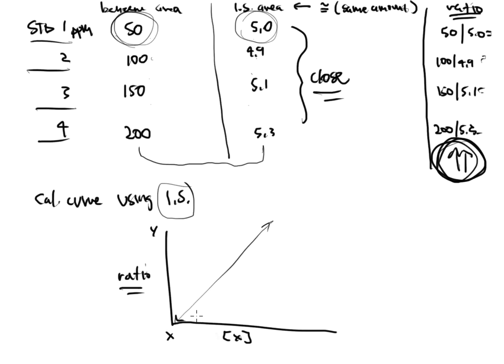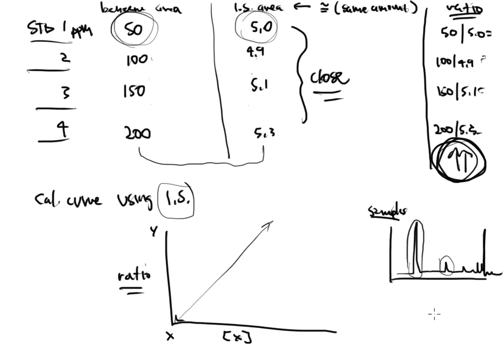Now, what about my samples? Well, the samples will also have two components, right? Or more than two. The samples could be a complicated mixture. So I could see a big benzene peak and then an internal standard peak, and then maybe some other things out here on the end that I'm not worried about. I don't really care about those. Here is the benzene peak. There is the internal standard peak.